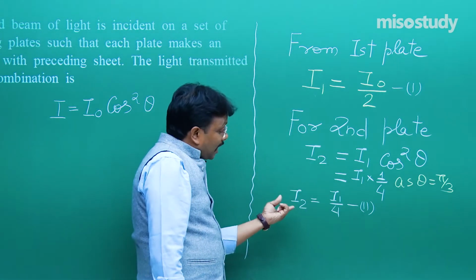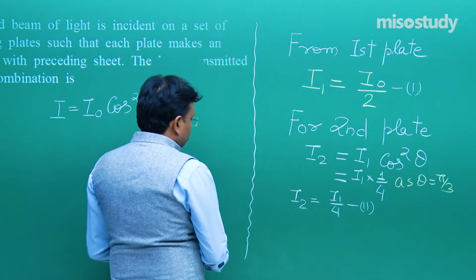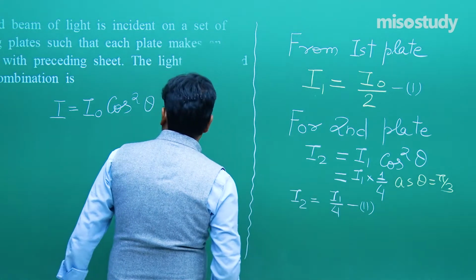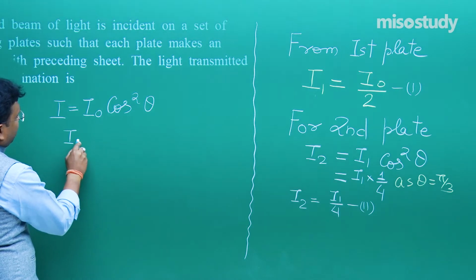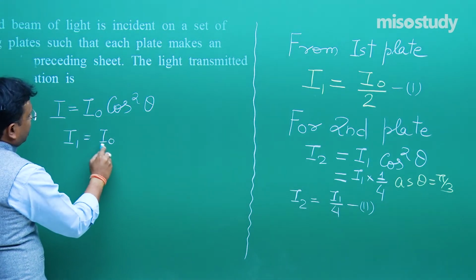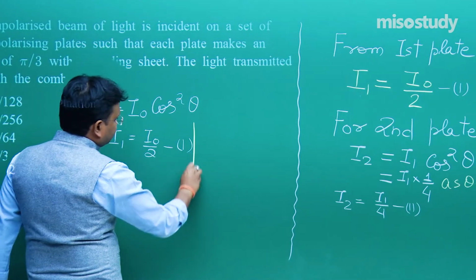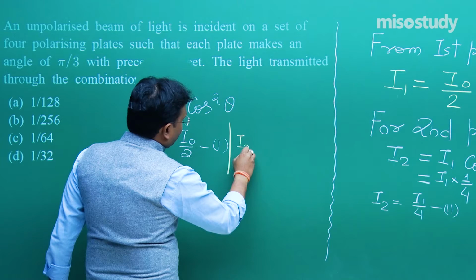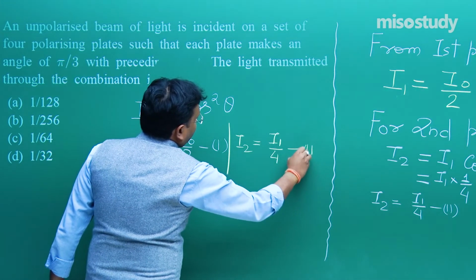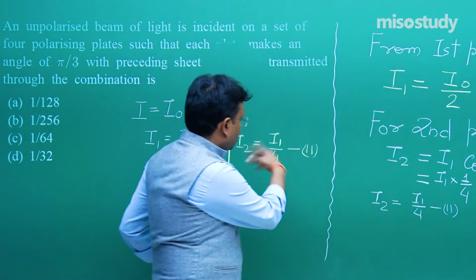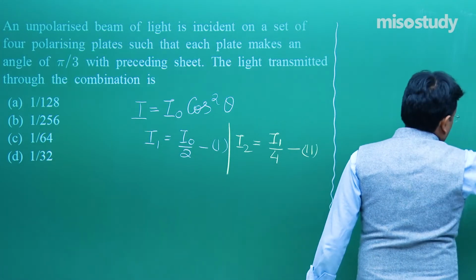Similarly, we have to apply it for I3. Now let me do one thing. I would like to mention I1 is equal to I naught by 2, equation number 1. Then I will say I2 is equal to I1 by 4, equation number 2. Fine. Let us save it here and clean out this entire portion.